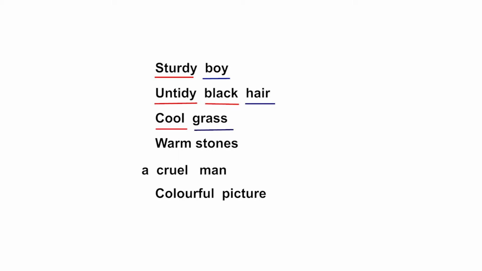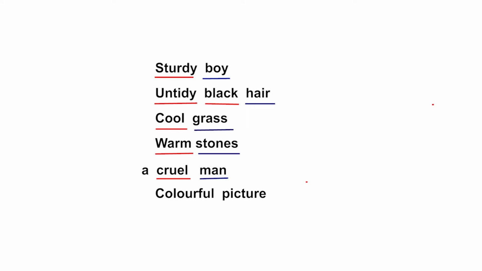Just like that, warm stones. Stones are described as warm. So the stone is described with the word warm. So that is the describing word or adjective. And cruel man. What type of man was he? He was very cruel. We used the word cruel to describe the man.